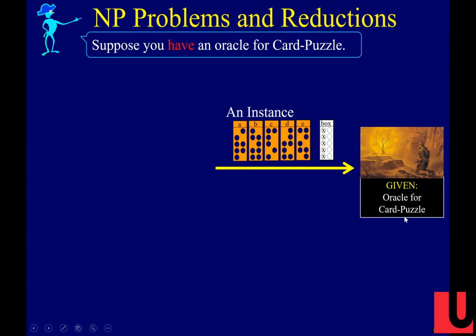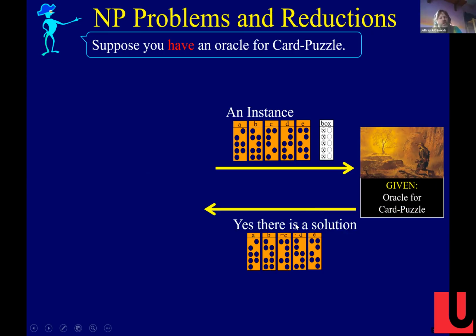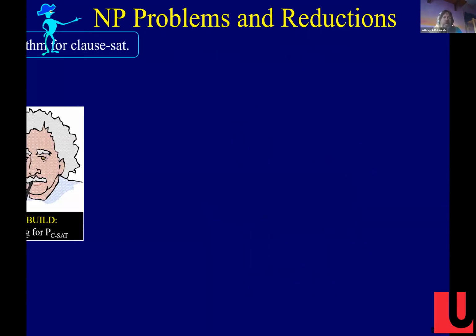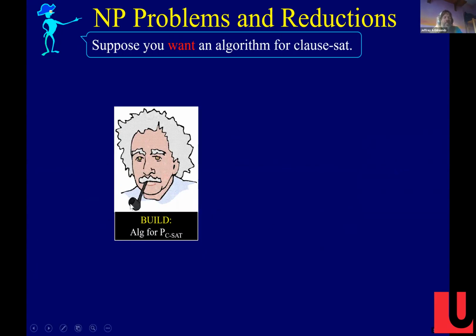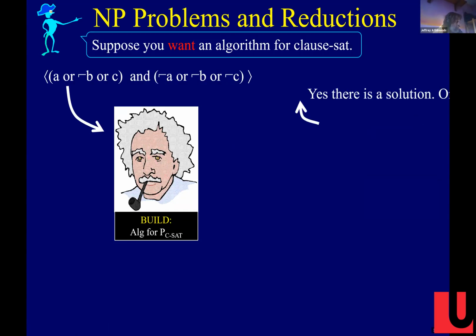All right. Now, what is the algorithm going to be? Well, we have an oracle to solve the card problem. So we're given a bunch of cards. If you give the oracle cards, the oracle will tell you what the solution is, how to flip the cards. And if there's not a solution, she will say, no, there's not a solution. And so what we want to come up with is an algorithm that solves the clause problem. So we're given a bunch of clauses, and we want to know, is there a setting of the variables that satisfies them all?